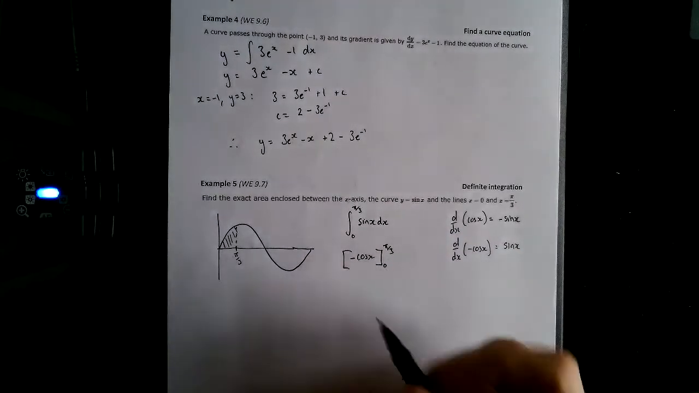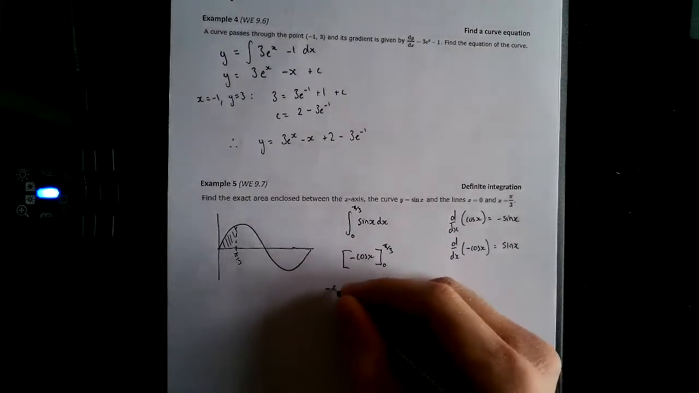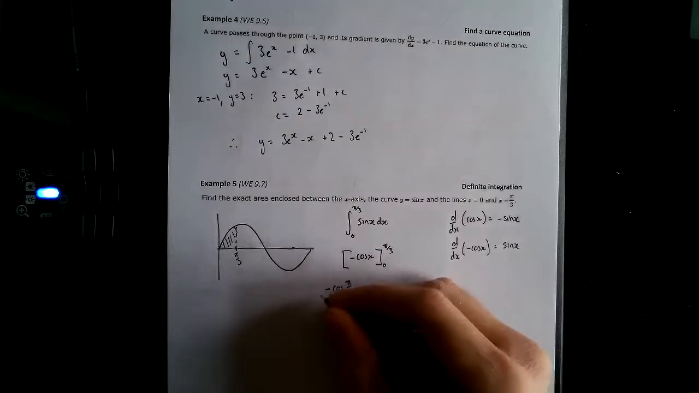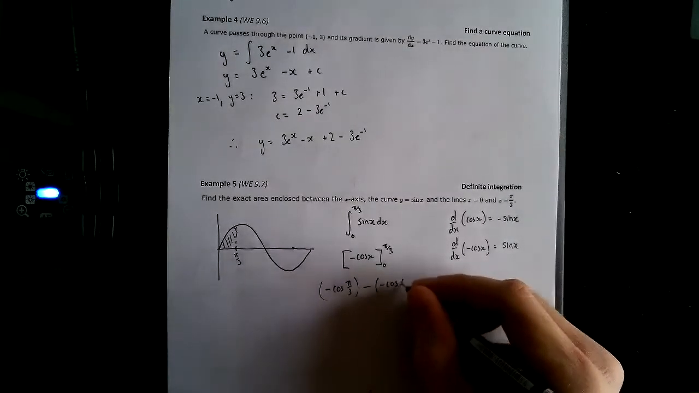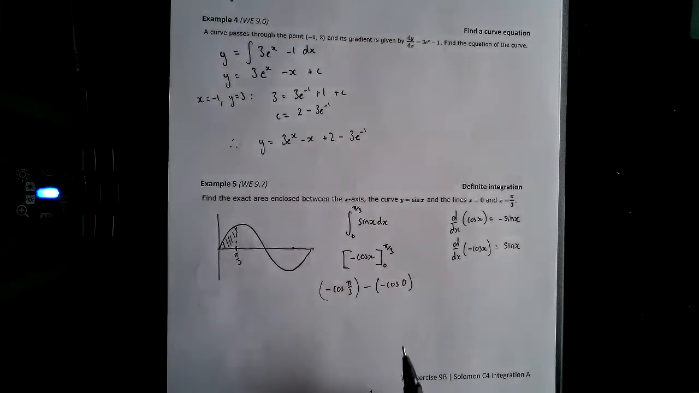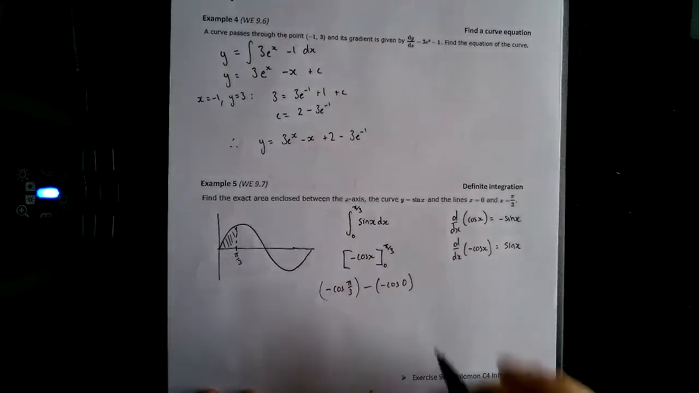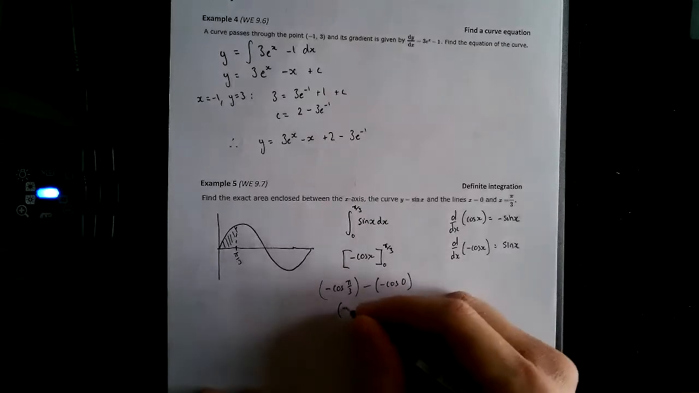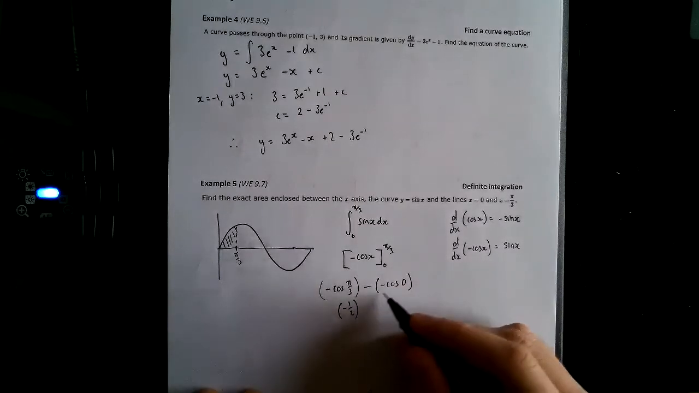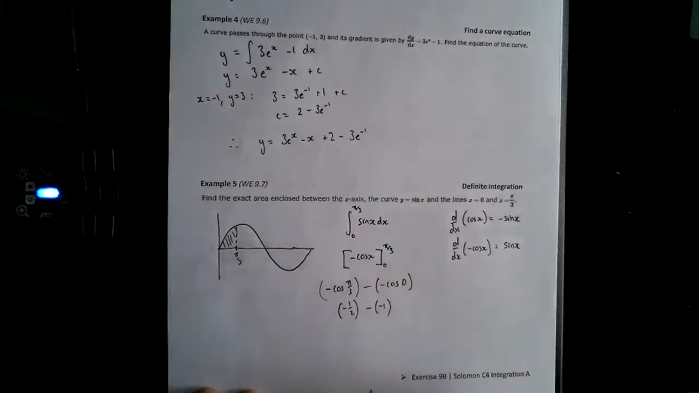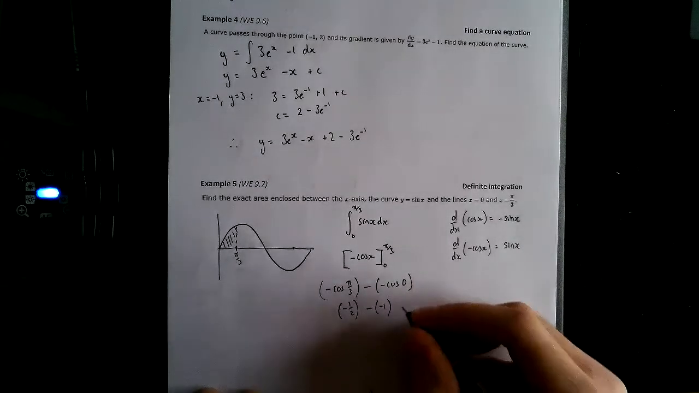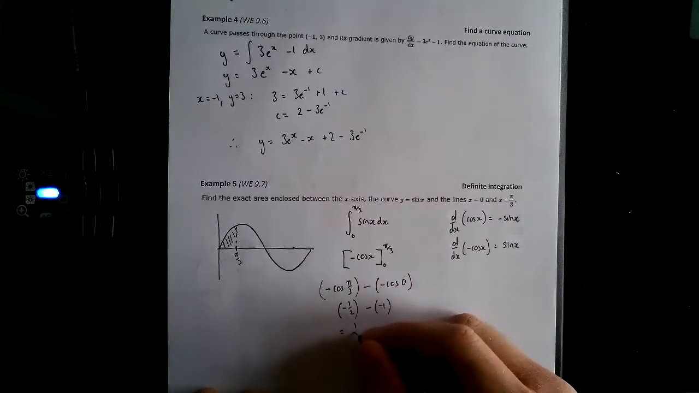We sub in the pi over 3 first. So minus cos pi over 3, take away, sub the bottom one, minus cos of 0. Okay, pi over 3, that's 60 degrees, so that's just a half. So I get minus a half, minus cos 0, that's just 1. So minus 1. So it's 1, take away a half. So that just gives me a half.